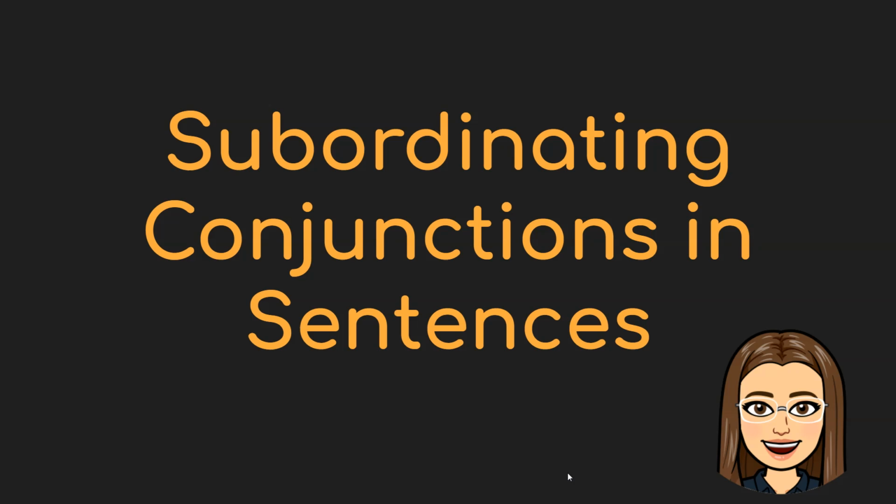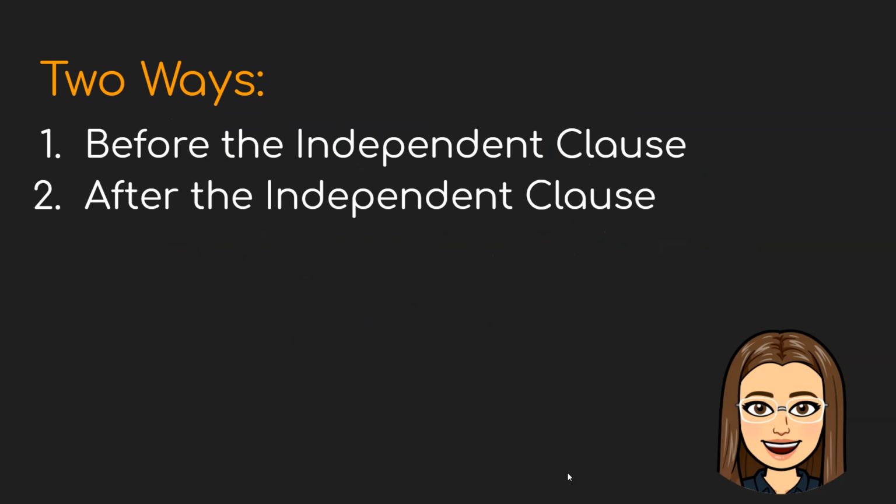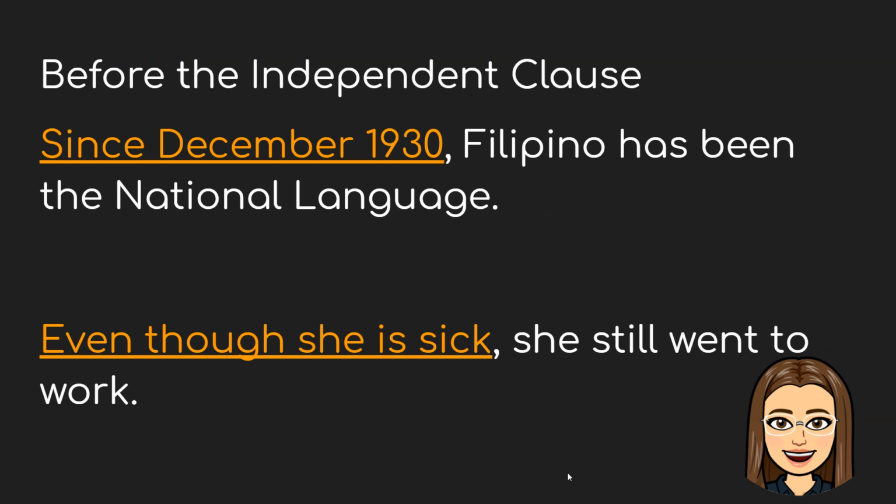Now let's talk about subordinating conjunctions in sentences. There are 2 ways on how we can put subordinating conjunctions in sentences. First, we can put it before the independent clause. Also, you can put it after the independent clause. Let's have some examples. Here are some sentences wherein we place the subordinating conjunctions before the independent clause.